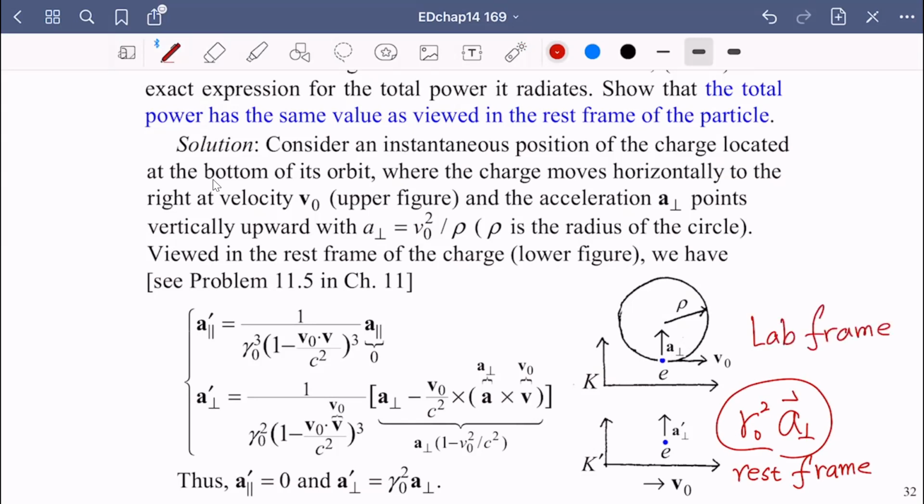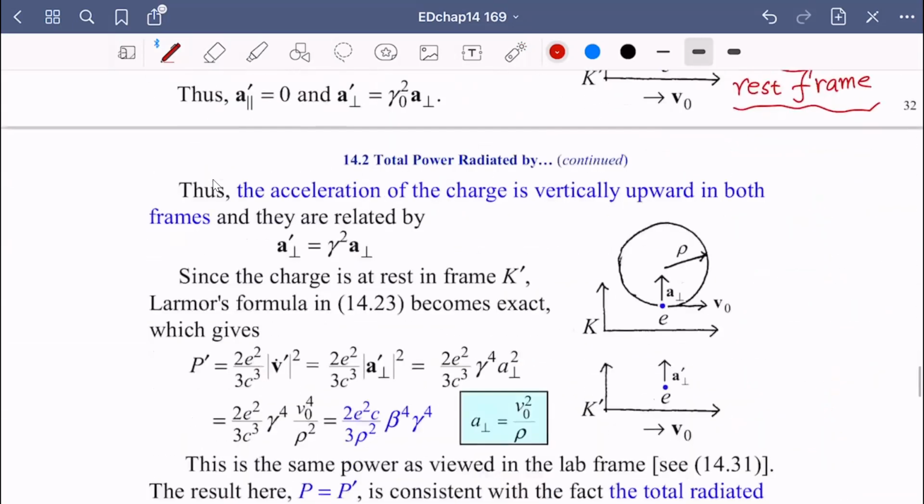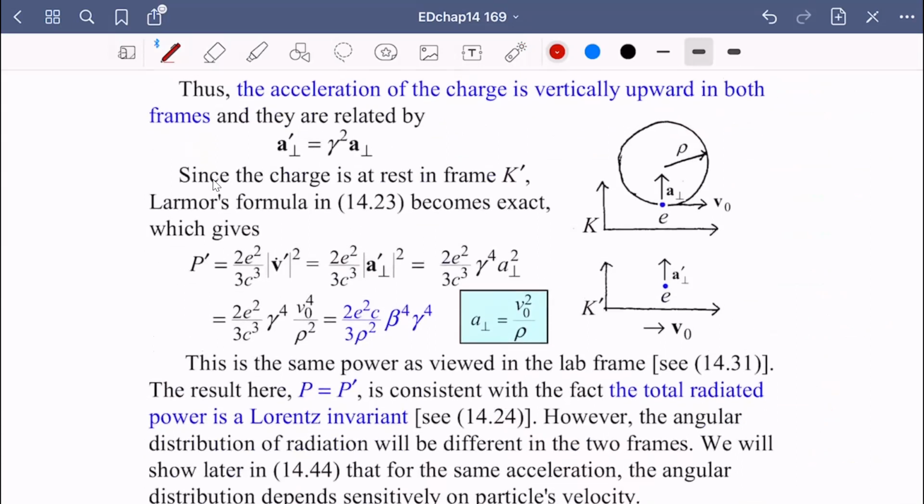From the lab's point of view, and from the point of view of moving along with the particle, the acceleration of the charge is vertically upward in both frames, and they are related here.